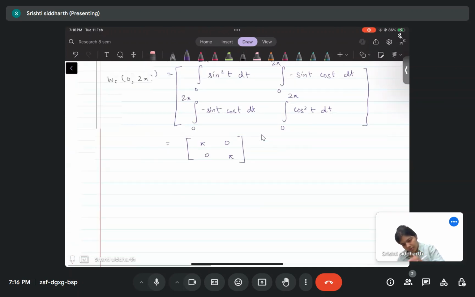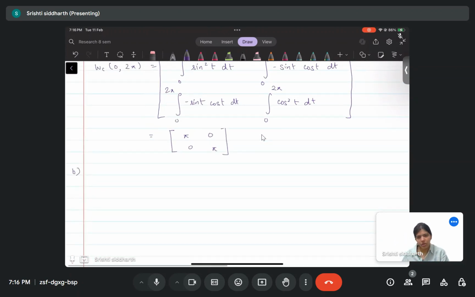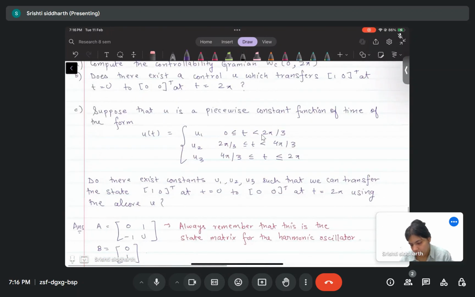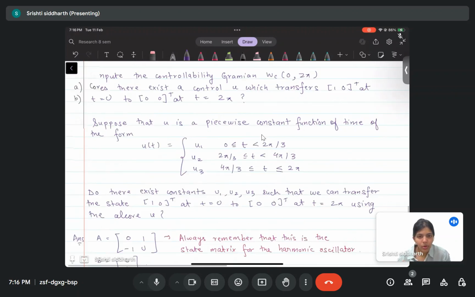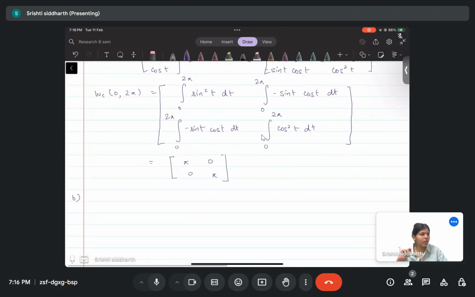And now in the second part, let's scroll up for a second. So we have to find out if there exists a control U which transfers the system from 1 0 to 0 0 in time 0 to 2 pi. We have already computed the controllability Gramian, and the determinant is non-zero. Also, we have the controllability matrix, which for this case is simply B, AB because it's a second order system. So I'll just write this down directly, 0, 1, 1, 0, which implies that this is full rank. This is the identity matrix, which implies that the system is controllable.